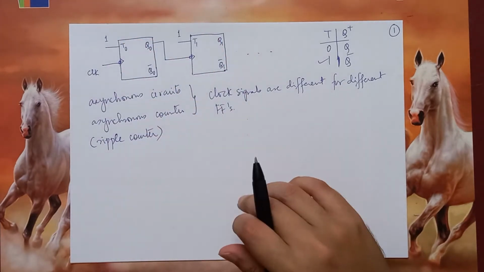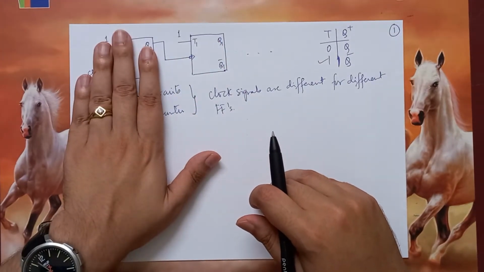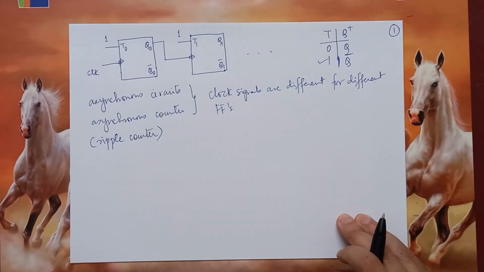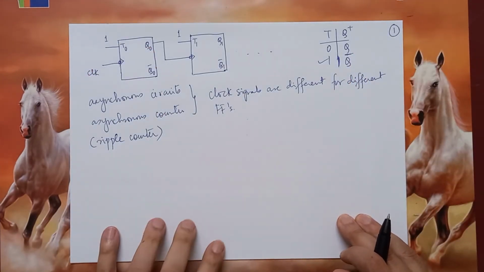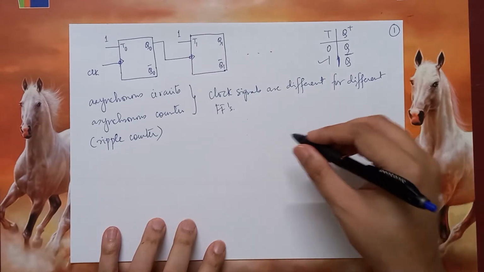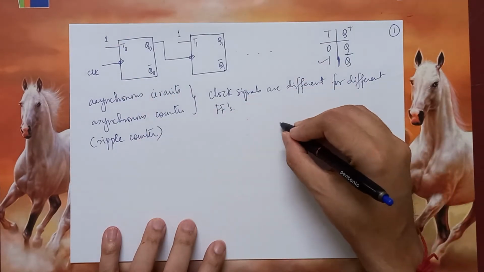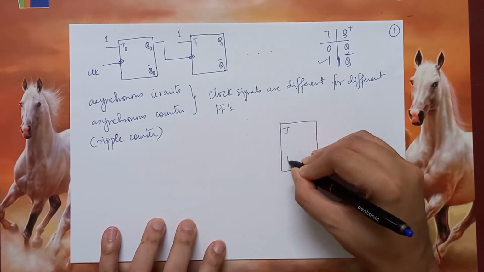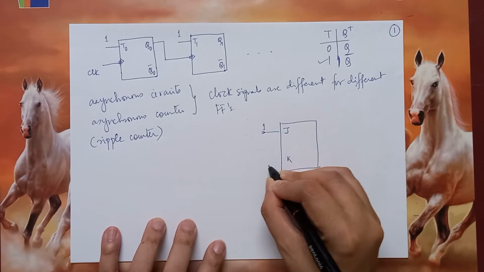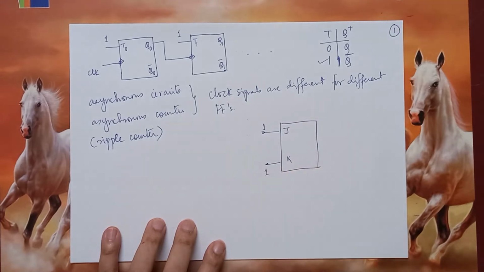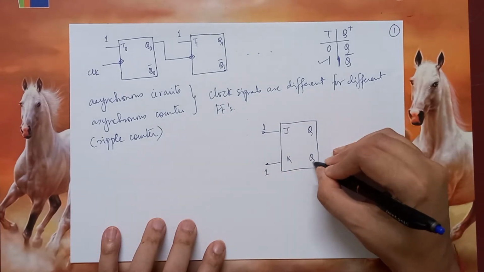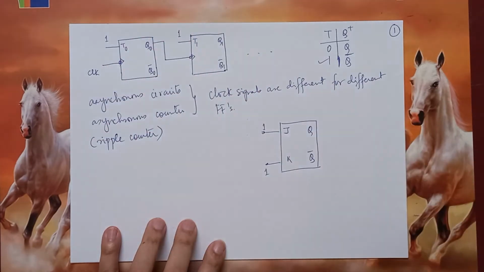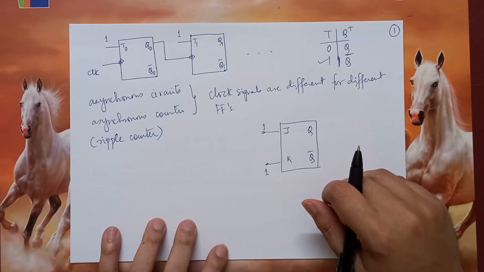This phenomenon can also be modeled using a JK flip-flop, because if you recall, Q bar, being the next state, is also available for the JK flip-flop. So if you want to use a JK flip-flop, all you need to do is tie both J and K inputs to 1, because when J and K are 1, the next state will be the complement of the present state. In that way, both will work exactly the same.